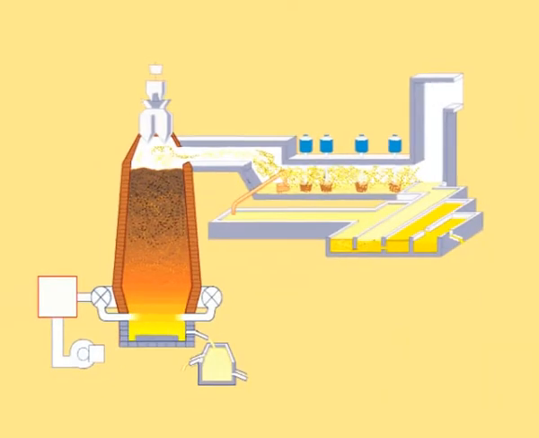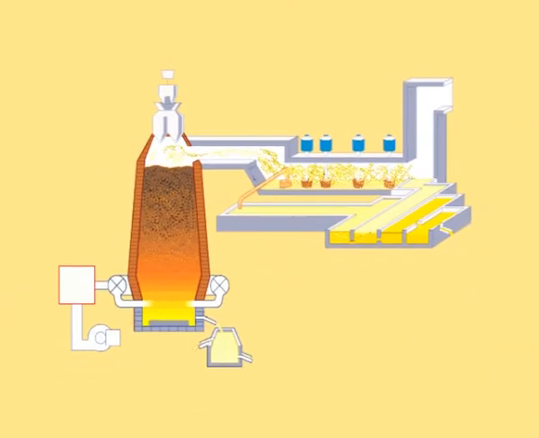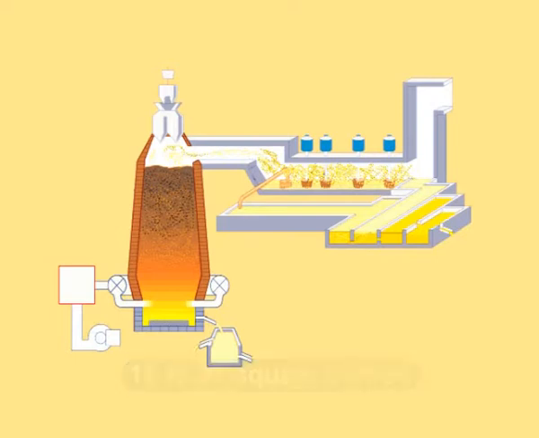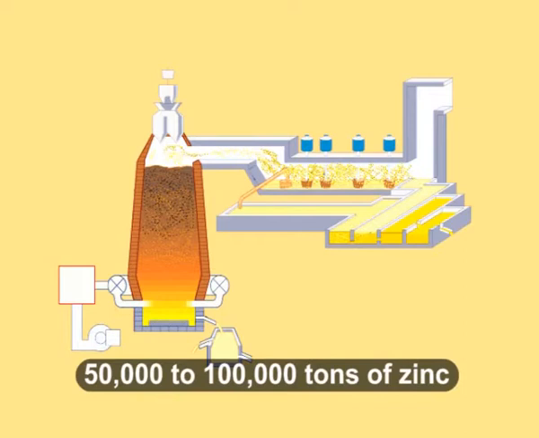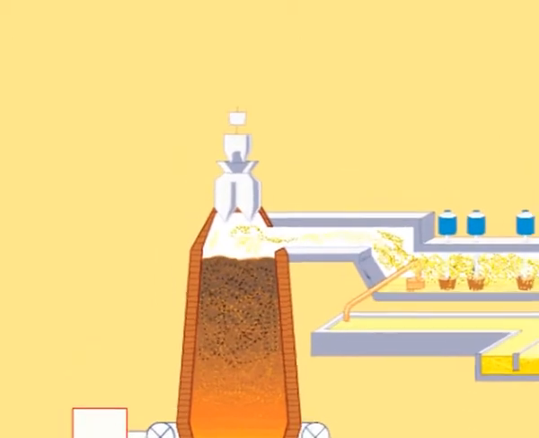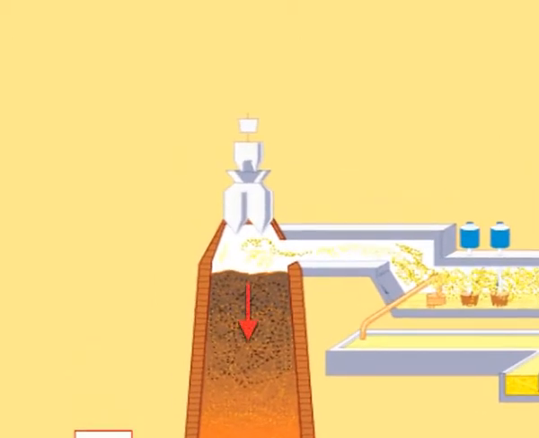In existing smelters, shaft furnaces vary in area from 15 to 27 square meters and capacities range from 50,000 to 1 lakh tons of zinc and 30,000 to 50,000 tons of lead per annum. The zinc-lead blast furnace has the flexibility to accept a wide range of mixed ores and residues in its feed.